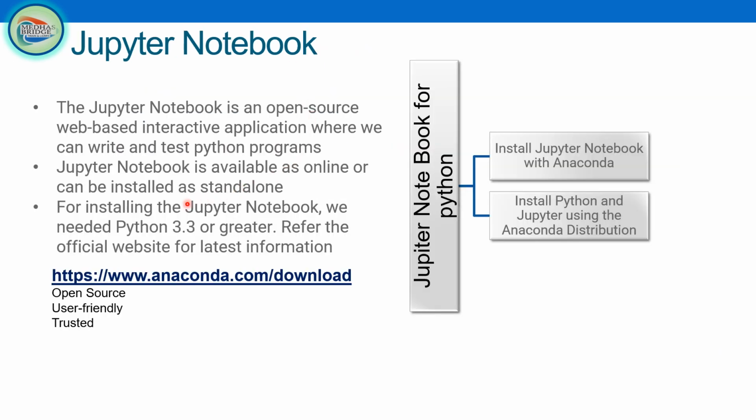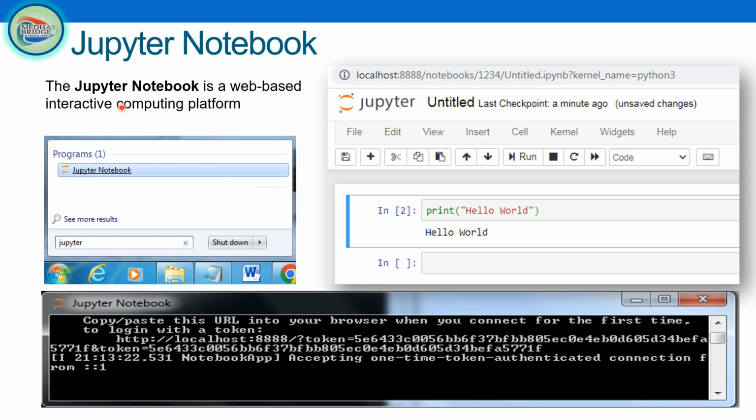Jupyter Notebook is an open source web-based interactive application where we can write and test Python programs. Jupyter Notebook is available online or can be installed as standalone. For installing Jupyter Notebook, we need Python 3.3 or greater. Refer to the official website for the latest information. Jupyter Notebook is user-friendly and trusted. It is a web-based interactive computing platform. It supports Windows, Linux, and Mac OS.